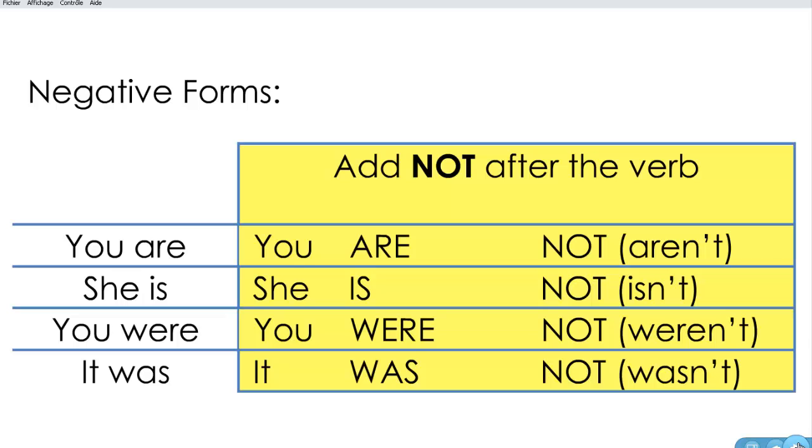For negative forms, once again, no auxiliary. You simply add not after the verb. You can use the contraction if you want. So she is not, or she isn't. It was not, or it wasn't.